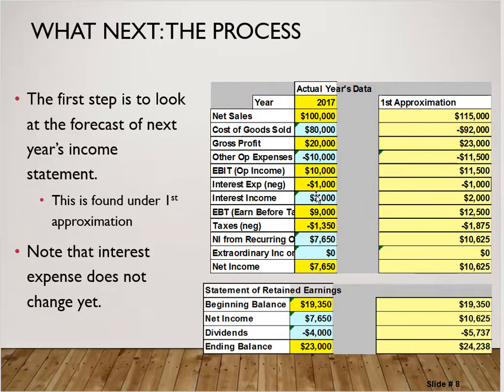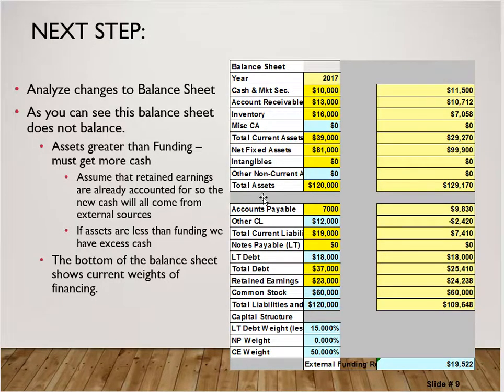But what you might notice here, though, is the interest expense doesn't change. It won't change until we find out if we need money or we have extra money. When you look at the balance sheet, again, we see the projected income balance sheet for next year. Again, the first thing to note is total assets is 129, total liabilities and equity is 109. They don't balance. The reason they don't balance is this is not a double journal entry system. This is a prediction model.